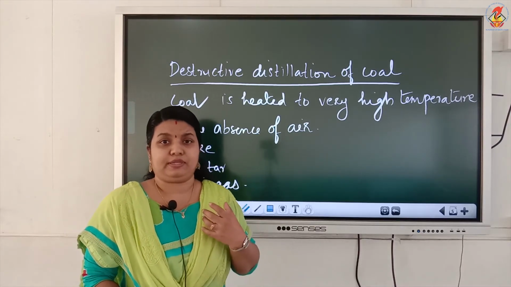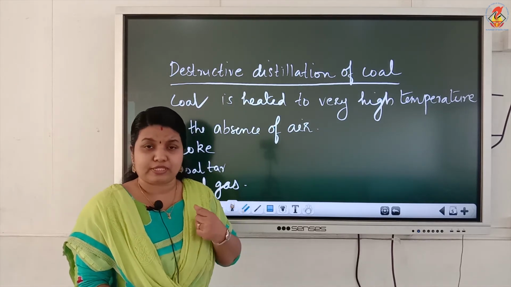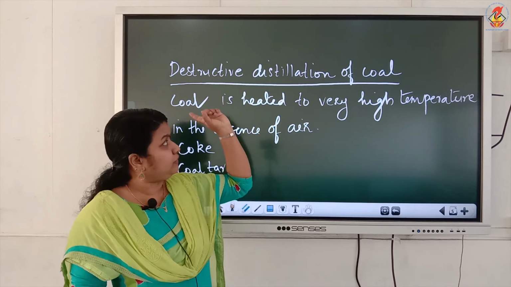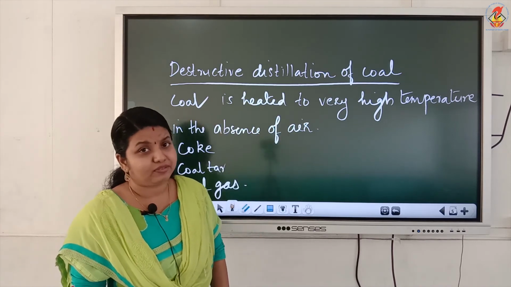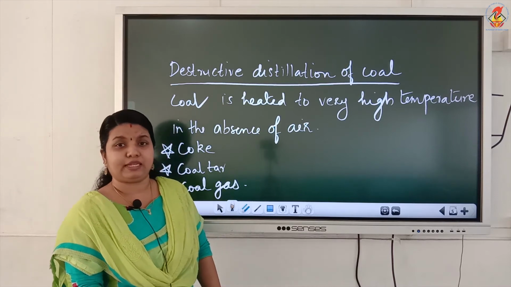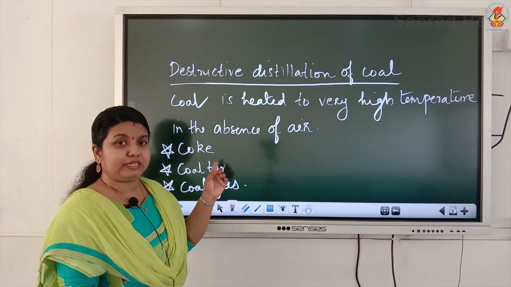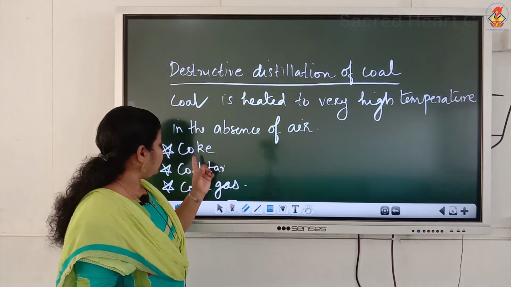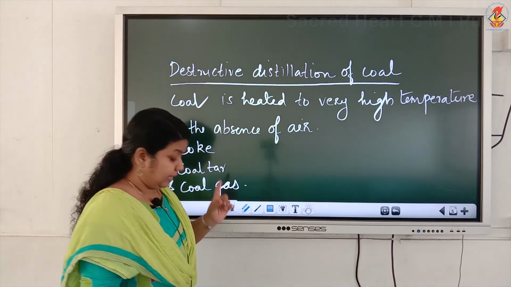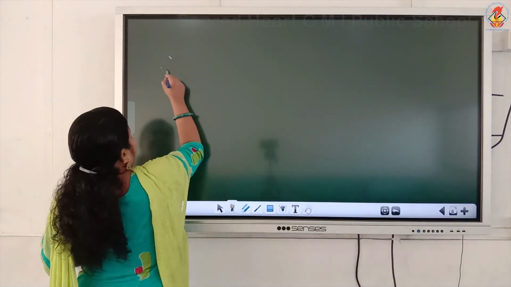To produce certain useful chemical substances from coal, it is subjected to a process known as destructive distillation. It is nothing but heating coal to a very high temperature in the absence of air. The products obtained as a result of destructive distillation are coke, coal tar and coal gas. Now, we have to learn about each of these substances individually.